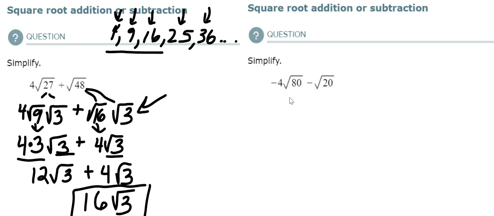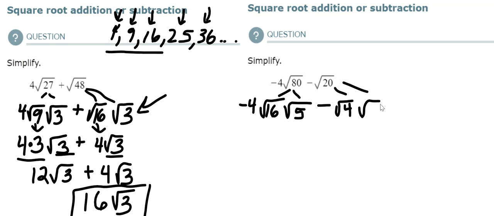For the second one, here's a subtraction problem. I'm going to bring down that negative 4 and then I'm going to break apart 80. Again, what came to mind first might have been 8 and 10, but we're looking for whether it's divisible by 4, 9, 16, etc. And 80 is divisible by 16 and 5. And we're going to subtract, and breaking apart 20, I'm going to break that apart with 4 and 5.